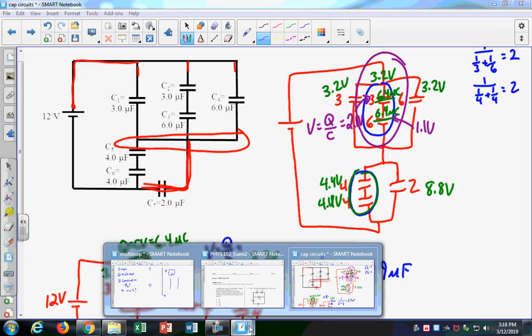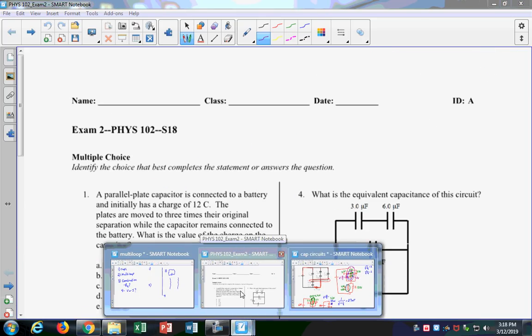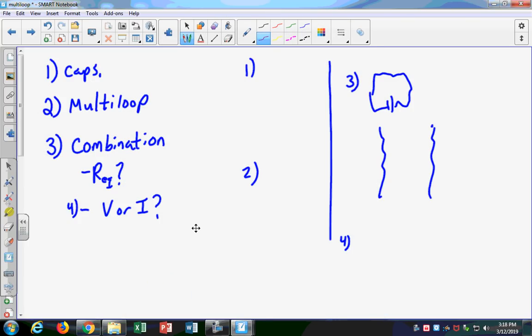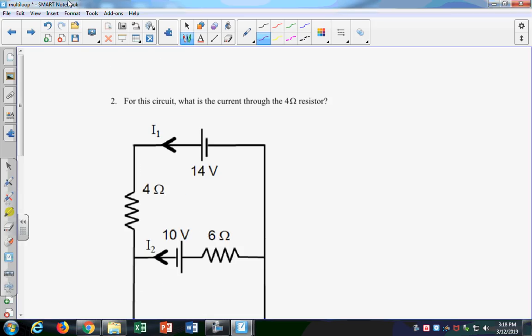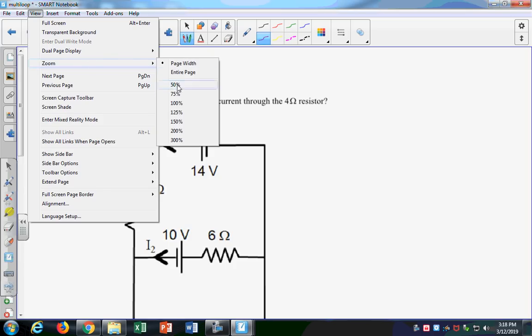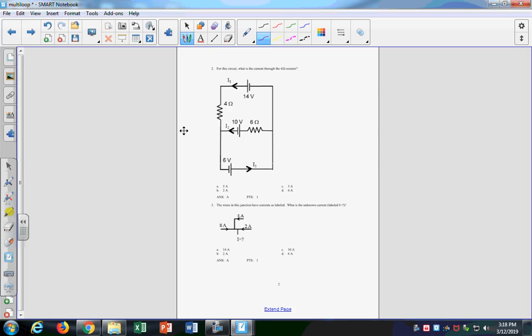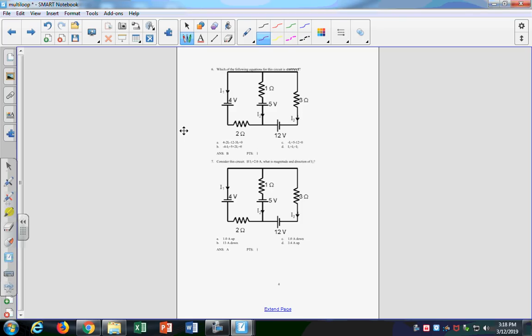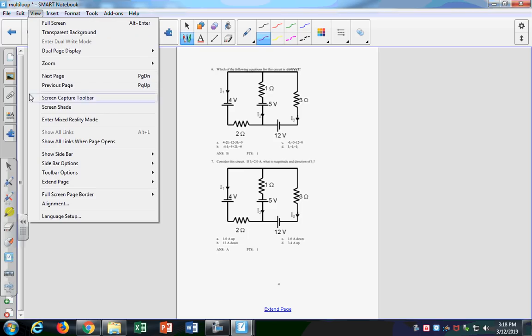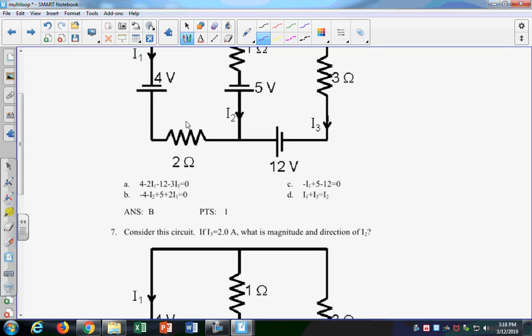Let's look at a multi-loop circuit. I did a bunch last help session. But you'll have one of these like where what are the equations? I'll zoom it in just a second. Let me just find one that works. Okay, here we go. Number 7. I don't know what exam this is from, but it's on that handout that I gave you last week.